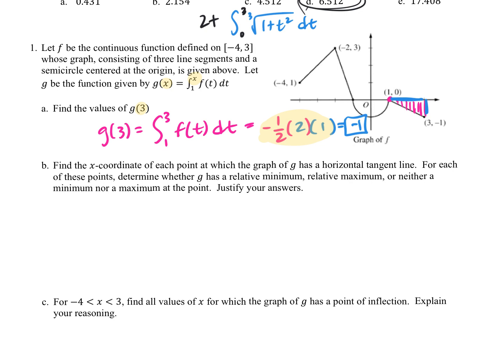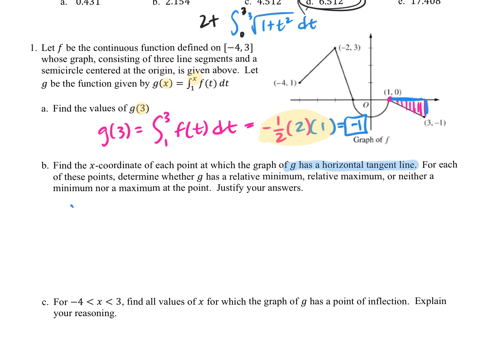Okay, this is good. This is putting it all together. Here we go. Find the x-coordinate where G has a horizontal tangent line. You guys, as soon as you see the word horizontal, zero. What's 0? The slope. Where G has a horizontal tangent line. At X equals 0. Y is constant.